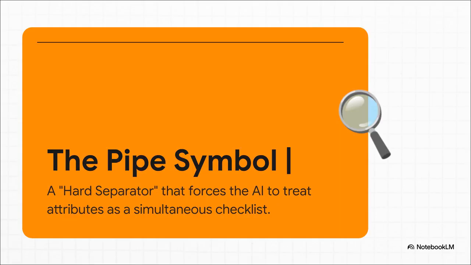But what if you want multiple commands at the same time? Here's a huge tip. Don't use a comma, it just confuses the AI. Instead, you use the pipe symbol. It acts as a hard separator. It basically tells the AI, stop reading this like a sentence and start checking off items from a list. It's a checklist, not a sentence.